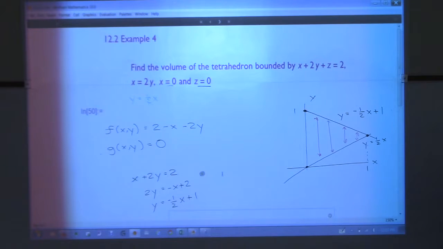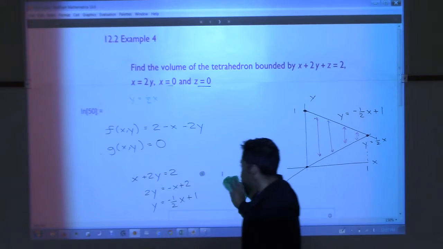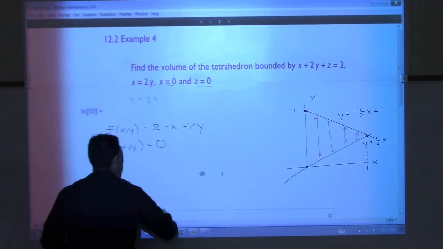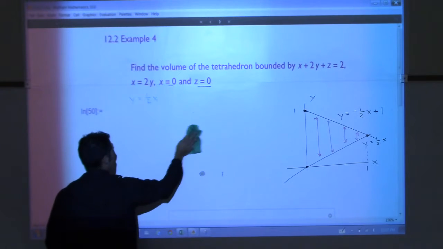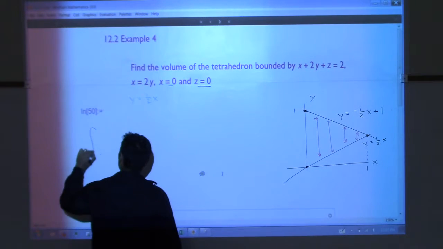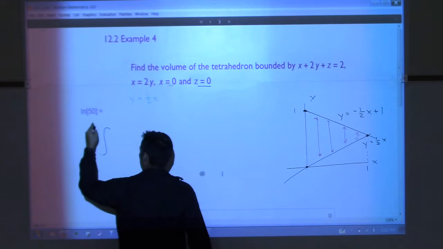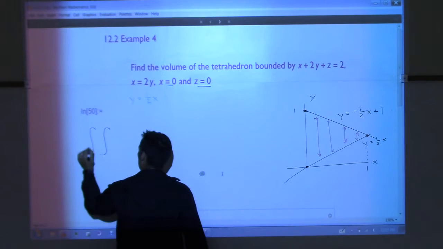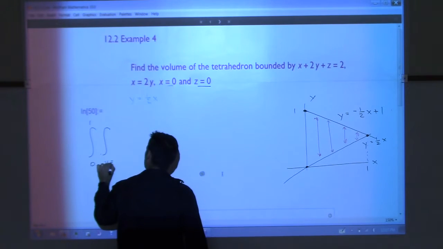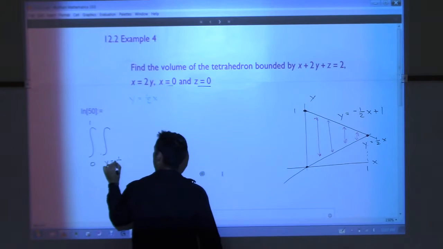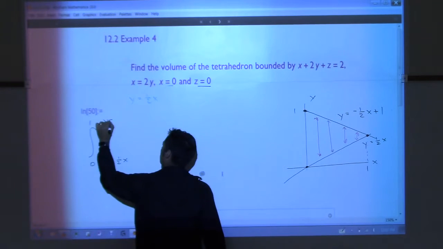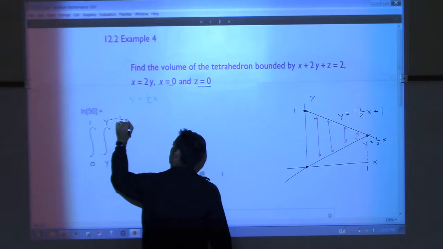I stopped using colors. So what is our double integral? Because I think we're ready for it. So type 1, so we're going to go restrictions on x first. 0 to 1. And then y is the bottom one, 1/2 x. Top one, negative 1/2 x, negative 1/2 x plus 1.